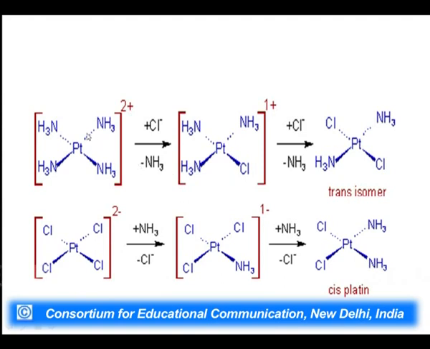So, when we substitute one ammonia with chloride, as in this case all the ammine groups are at the same position, they can substitute any ammonia group. That is, any group can be substituted first. First this group is substituted by one chloride, so we have this chloride attached here.